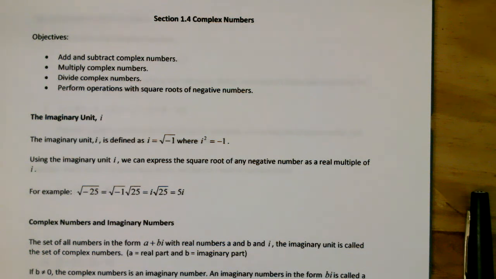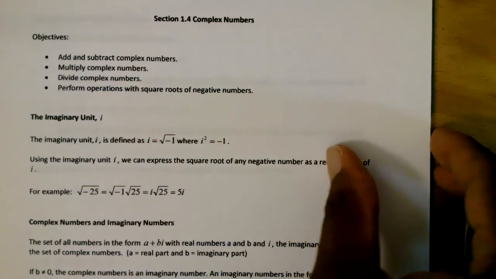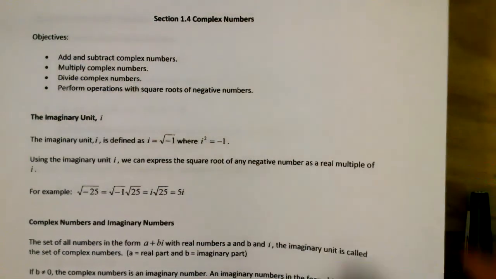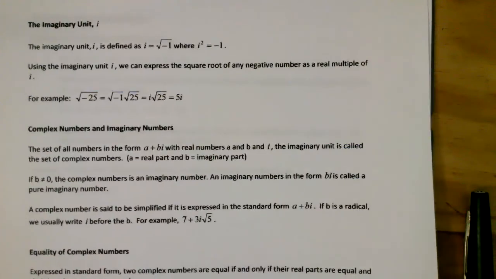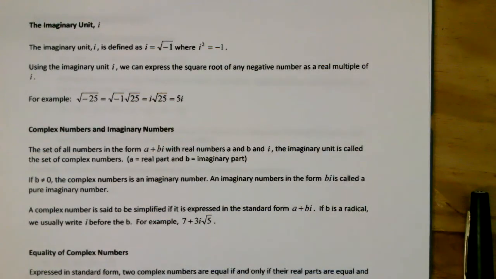Okay, so the first thing we need to look at is the imaginary unit i, because that's part of what complex numbers are. The imaginary unit is going to be the lowercase i, and that's defined as i is equal to the square root of -1, where i squared is equal to -1.